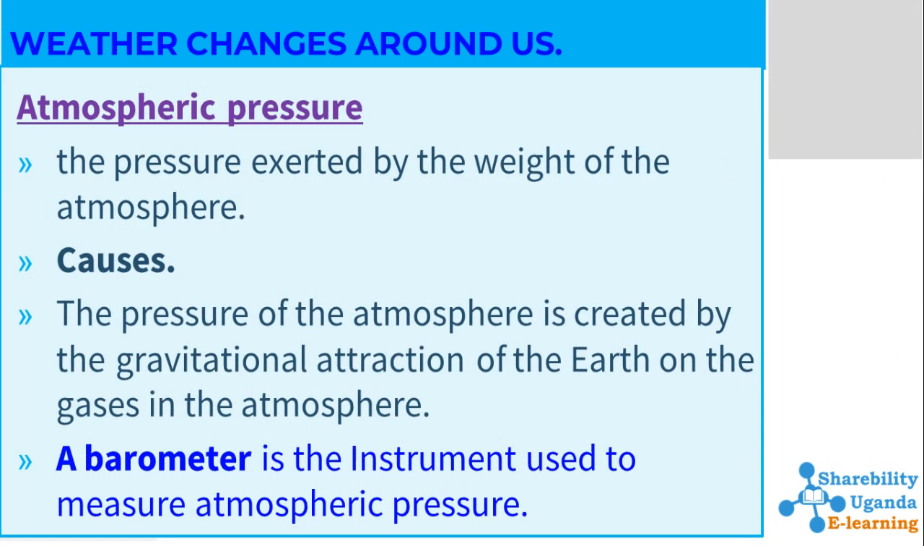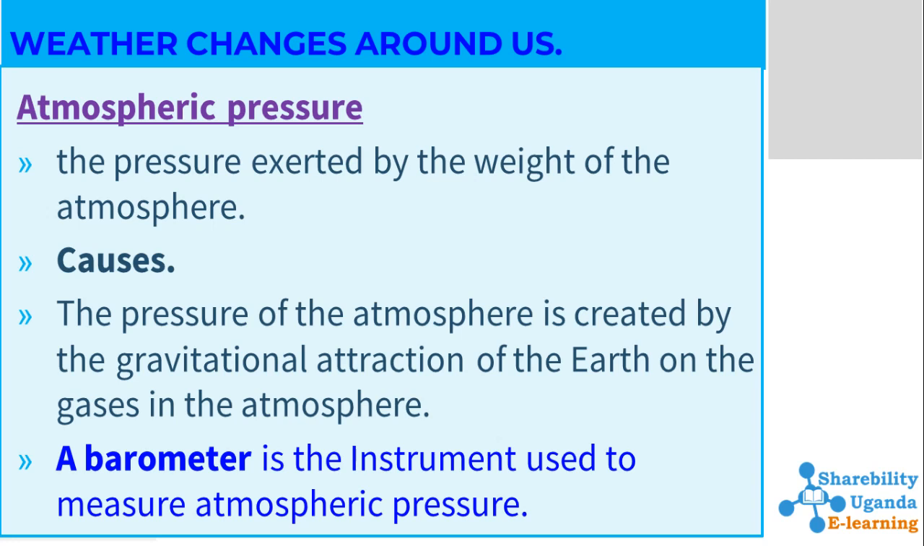Atmospheric pressure is also another element of weather. Atmospheric pressure is the pressure exerted by the weight of the atmosphere. Causes of atmospheric pressure. The pressure of the atmosphere is created by the gravitational attraction of the earth on the gases in the atmosphere. As we all know, the atmosphere is made up of a mixture of gases: oxygen, nitrogen, carbon dioxide, etc.